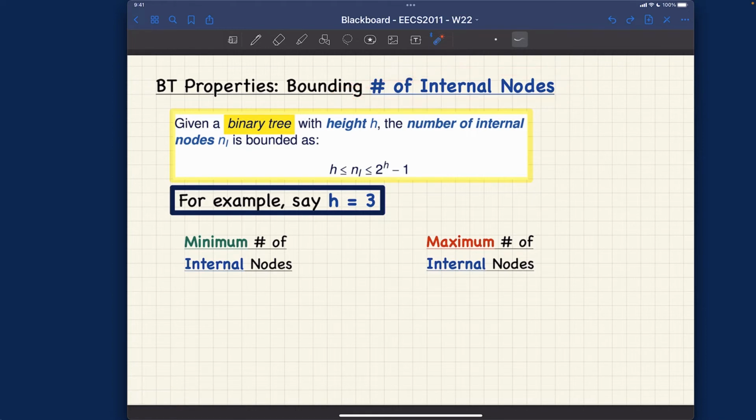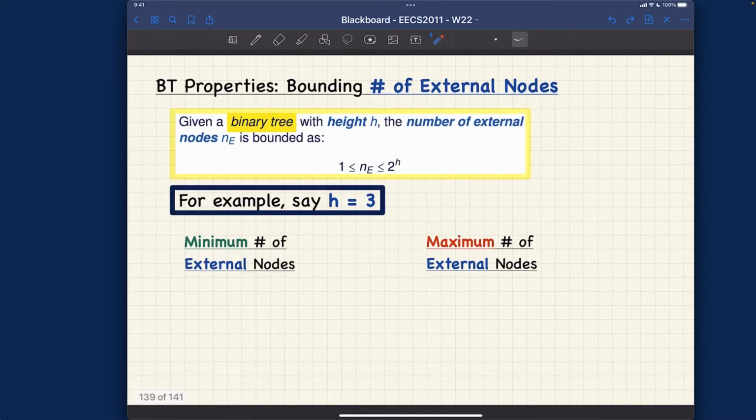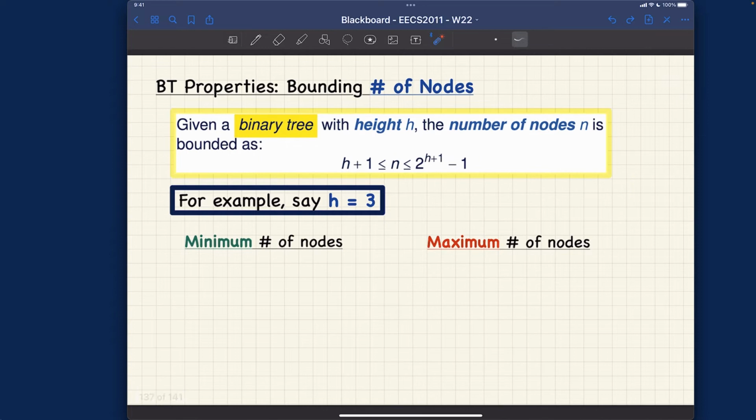For each of the measures that we're going to talk about, we want to derive the lower bound and upper bound for that particular measure. Let's now start the discussion one by one. The first one will be the number of nodes. What will be the lower bound and what will be the upper bound?